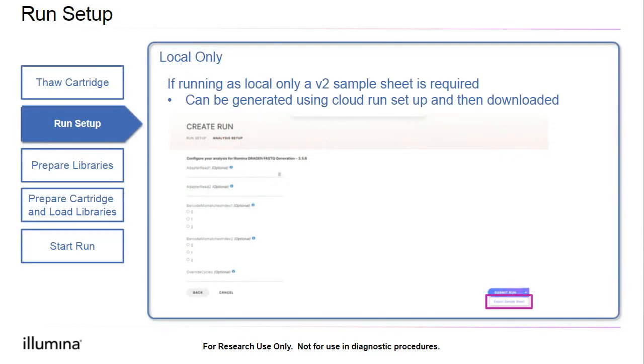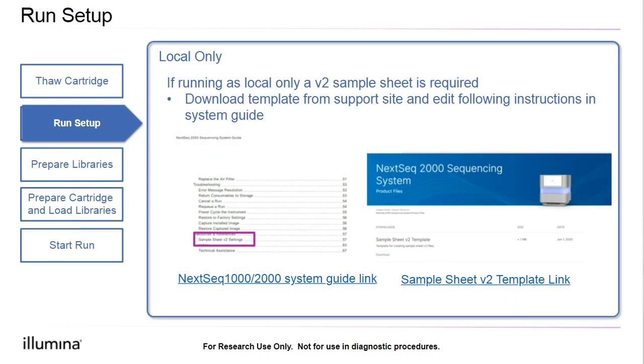If needing to generate a V2 sample sheet, this can be done one of two ways. It can be generated using Cloud Run Setup and then downloaded. Once completing the setup, I have the option to export the sample sheet highlighted below. Or we can download the template from the support site and edit using instructions found within the system guide. I have linked to the system guide as well as our V2 sample sheet download.